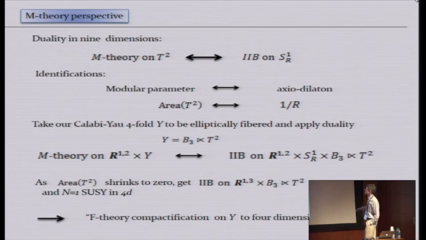As I said, the T2 here, I should try to cover it. The type 2B spacetime is R12 times S1 times B3. According to this duality, you don't really have the T2 here. You just identify the modular parameter with the axio-dilaton of the type 2B. I only left it in here to emphasize that there's a varying axio-dilaton over the type 2B spacetime. This is not really part of the type 2B spacetime.